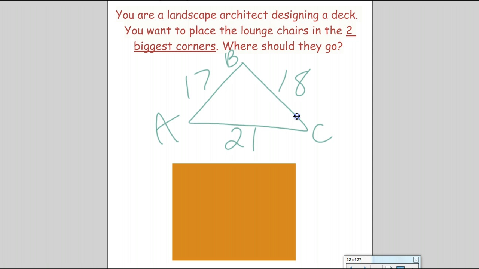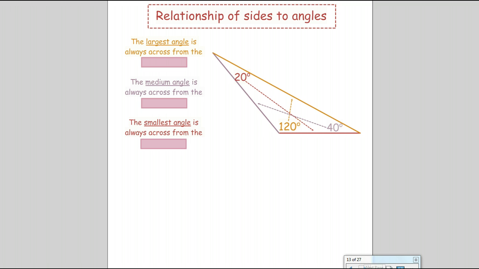Smaller. So which one of these is the biggest angle? 18. Or C and B. 21. 21 is the biggest side. What angle is opening up to 21? B. Angle B. You have now just found the biggest angle and you didn't measure anything. The biggest angle opens up to the biggest side. The bigger your angle gets, the larger your side is because it's opening up to that side. So now we're back to your notes because I know I lost you. Where it says in your notes, the largest angle is always across from the largest side.